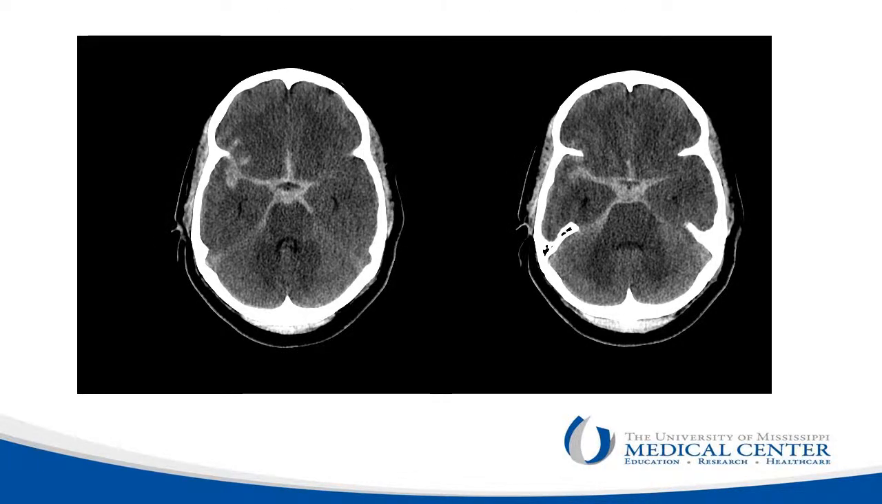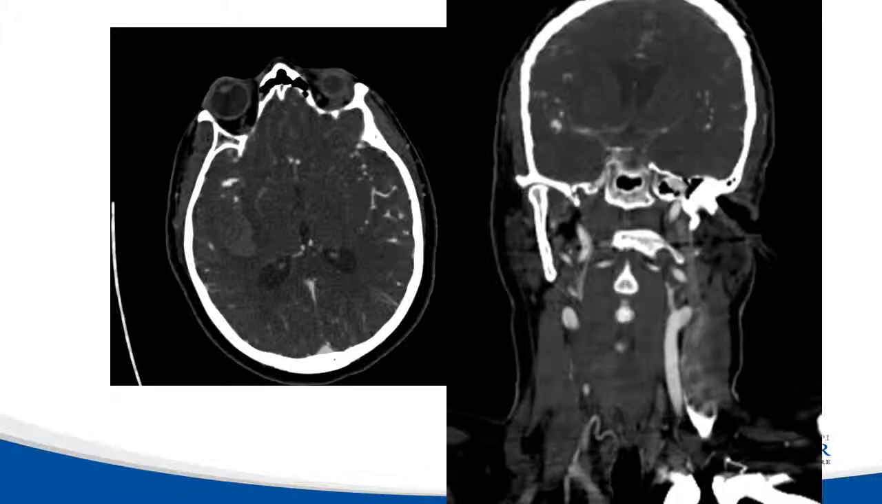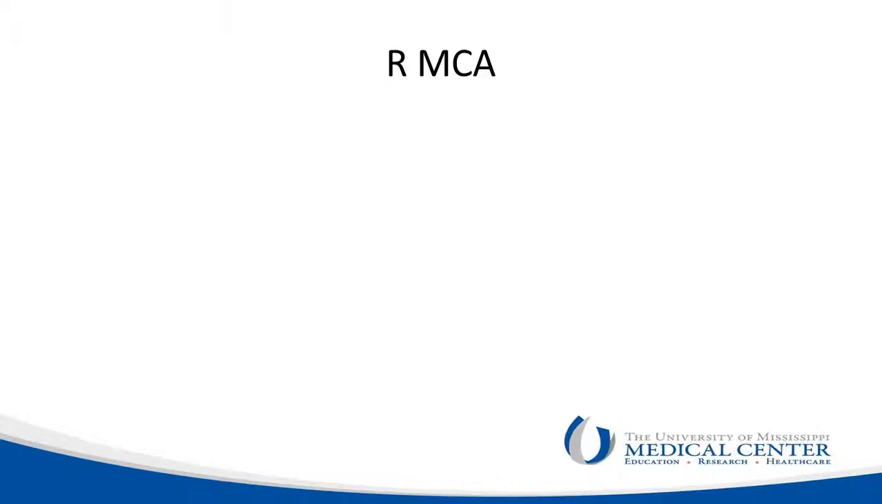Here we see the classic hemorrhage in the suprasellar cistern, extending a little bit more to the right. Again, hemorrhage is extending more in the right frontal sulci. We do our CTA, and we see a right middle cerebral artery bifurcation aneurysm.